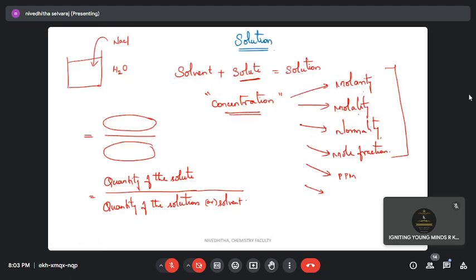All these terms, molarity, normality, mole fraction, will have this fraction. But the basic difference between molality and the others is the way of expressing the quantity. Quantity can be expressed in terms of number of moles, in terms of weight, or in terms of volume. Based on the way of expressing the quantity, we label it as molarity, normality, mole fraction, and so on. Is that clear?